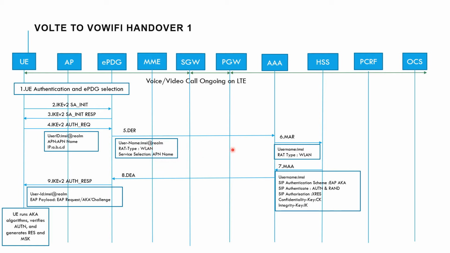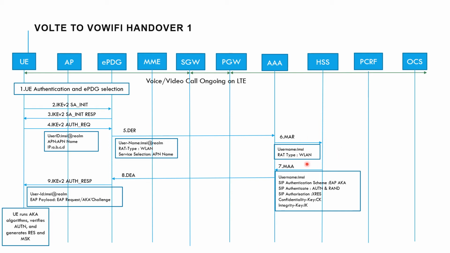Then we have a service selection information element which consists of the APN name. Now this information reaches the AAA. AAA now has to send the MAR message to the HSS. So the MAR message reaches the HSS, and the major information elements inside the MAR message are the IMSI username and the RAT type, which is WLAN.